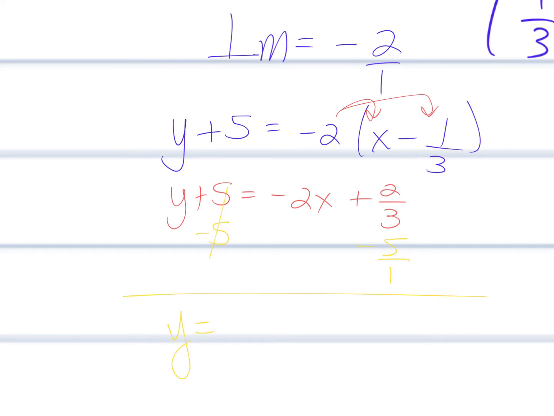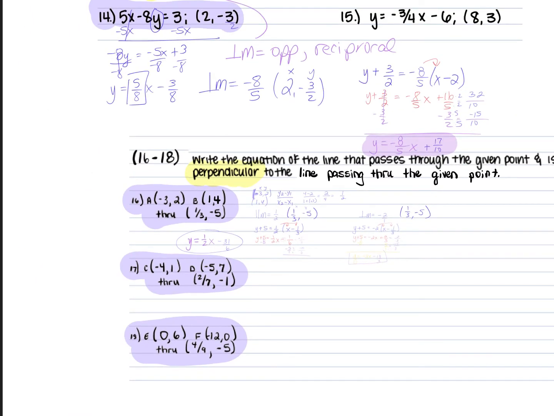So I have y equals negative 2x, and then what's a common denominator between 1 and 3? 3. So this stays 2/3. This becomes negative 15 over 3. So negative 2x, what? Minus 13 over 3. I'm not asking you to graph it. I'm not asking you to do anything other than identify all this stuff and make sure you get it written down. Does that make sense? We okay?